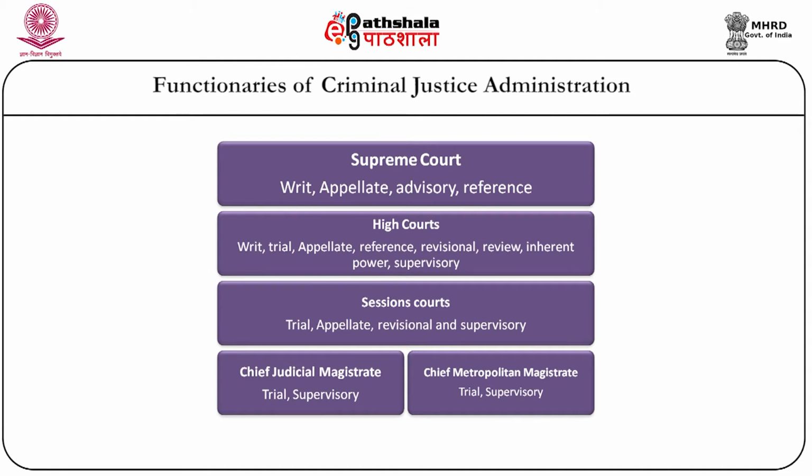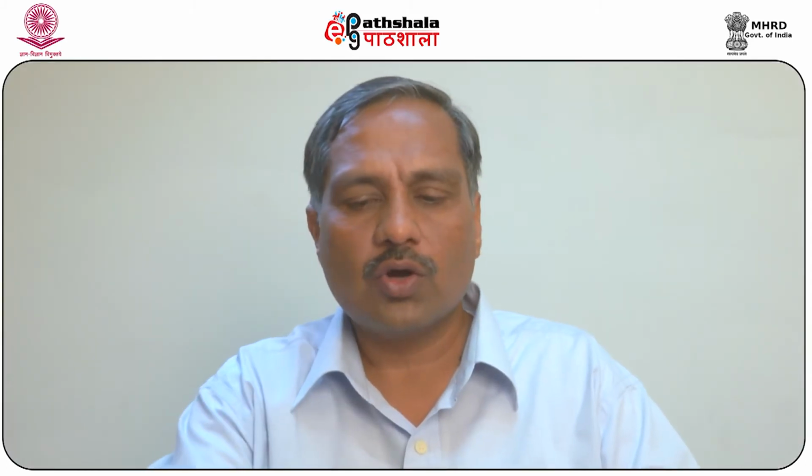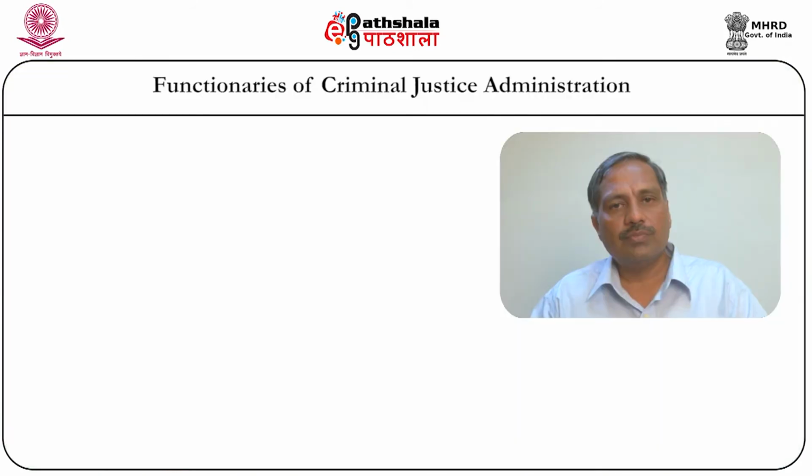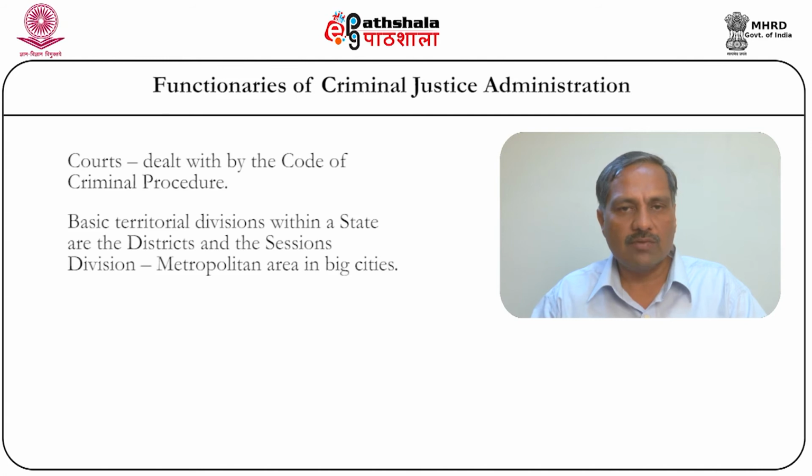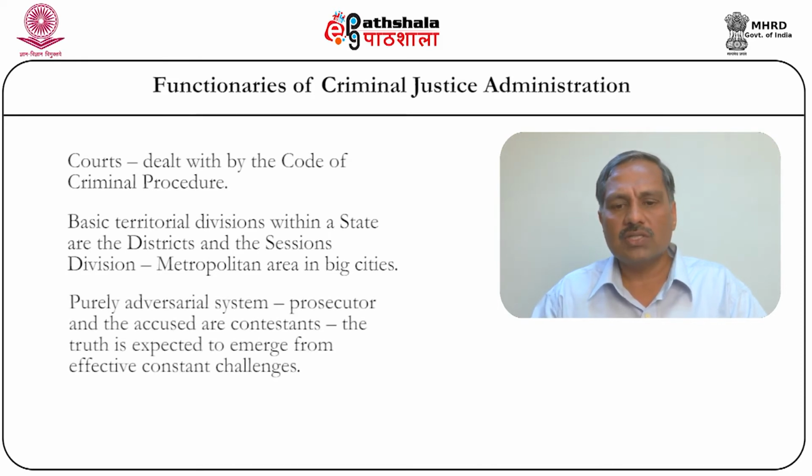A case in point would be a comparison between the Article 226 jurisdiction and the jurisdiction under Article 32. And that is why when it comes to the High Courts, we find that the jurisdictions range between writ, trial, appellate, reference, revisional, review, inherent powers that the High Court has, as well as supervisory jurisdiction. As said earlier, the Constitution also makes a reference to the subordinate courts. Then we have, on the other hand, courts that are dealt with by the Code of Criminal Procedure. The Code basically divides the territorial jurisdiction into districts and sessions divisions. And as far as large cities are concerned, they may even be declared as metropolitan areas with their own structure of courts, metropolitan magistrates.